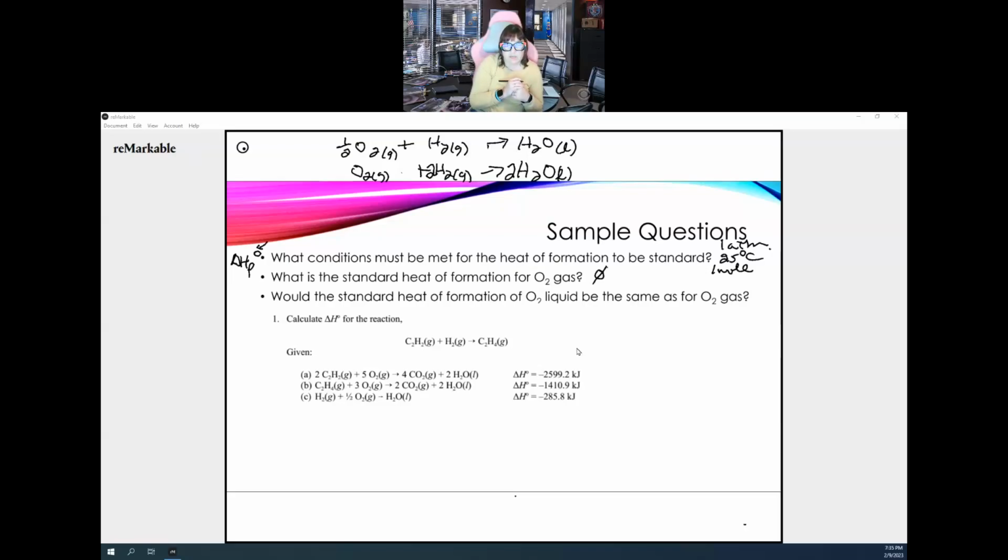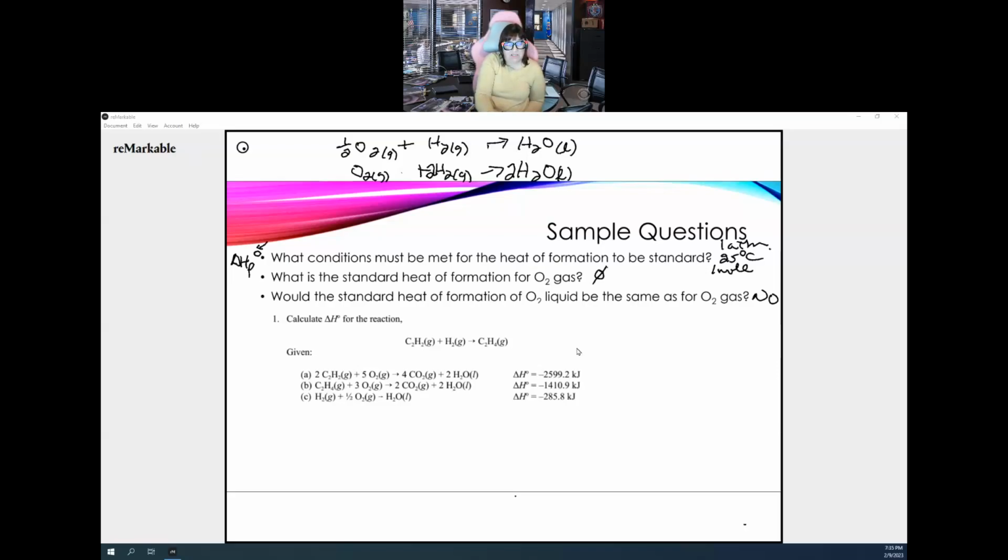Now, would the standard heat of formation of O2 liquid be the same as for O2 gas? No, and we should be aware of this right now because we've talked about the fact that there are phase changes and we have to put energy in or take energy out to get those phase changes to happen. So if O2 gas is defined as 0 and we're in a lower energy state for O2 liquid, then we must have given off energy to be able to do it. So there has to be a heat of formation, whether it be endothermic or exothermic, that's associated with the difference in phase.